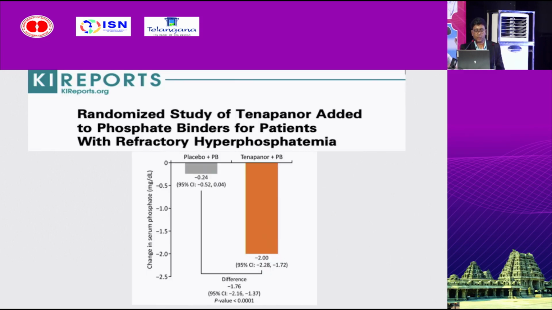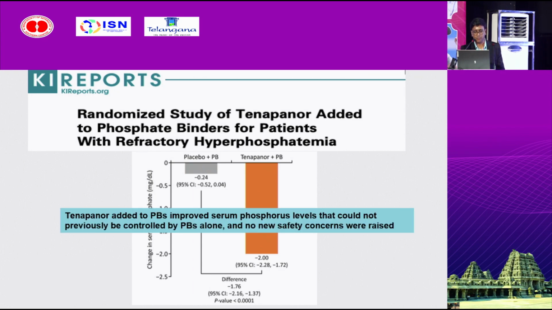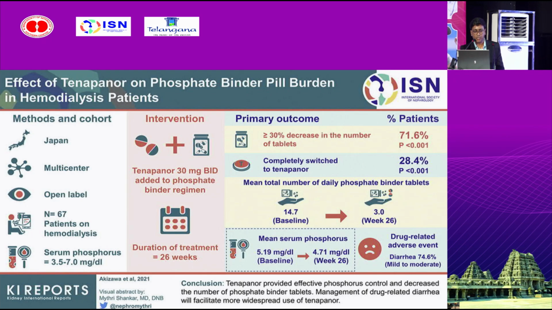So this was one of the studies to compare use of tenapanor. The patients who were treated in the tenapanor group plus phosphate binders, there was significant reduction in phosphorus levels at 8 weeks compared to placebo plus phosphate binder group. So this was another study to study the effectiveness of tenapanor with other phosphate binders. At week 22, if you see here, the baseline pill burden, which was 14.7, was reduced to 3 at week 22, and the phosphorus concentration also was significantly reduced; at baseline it was 5.19, and at 24 weeks it was 4.71.